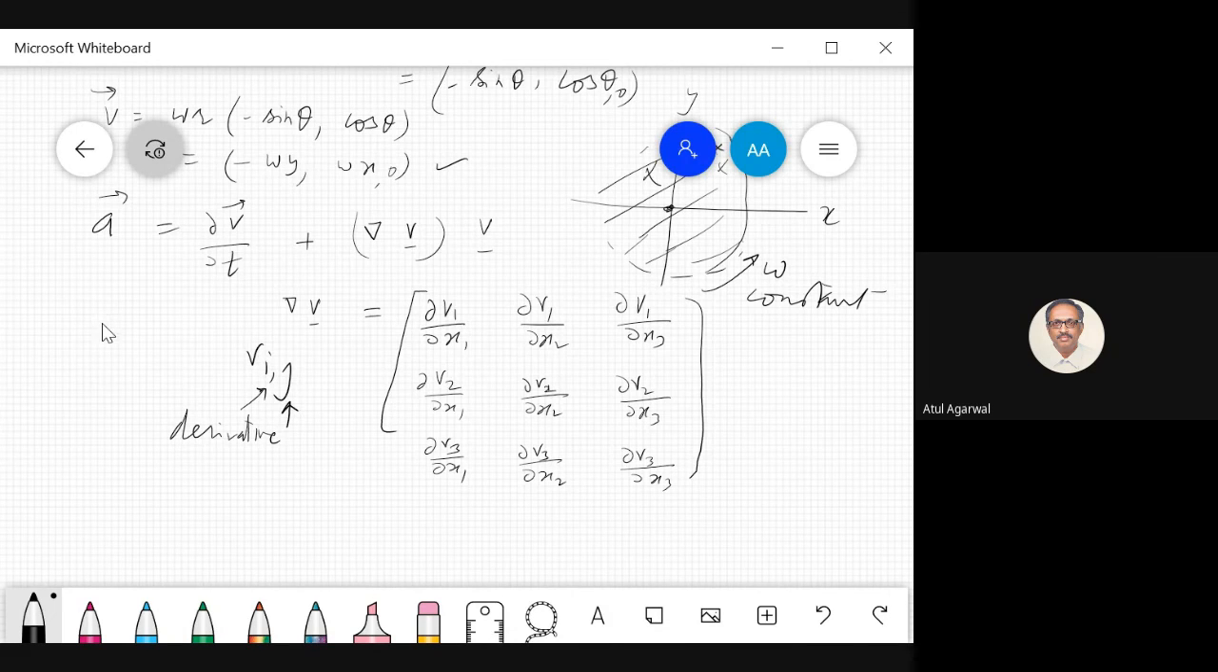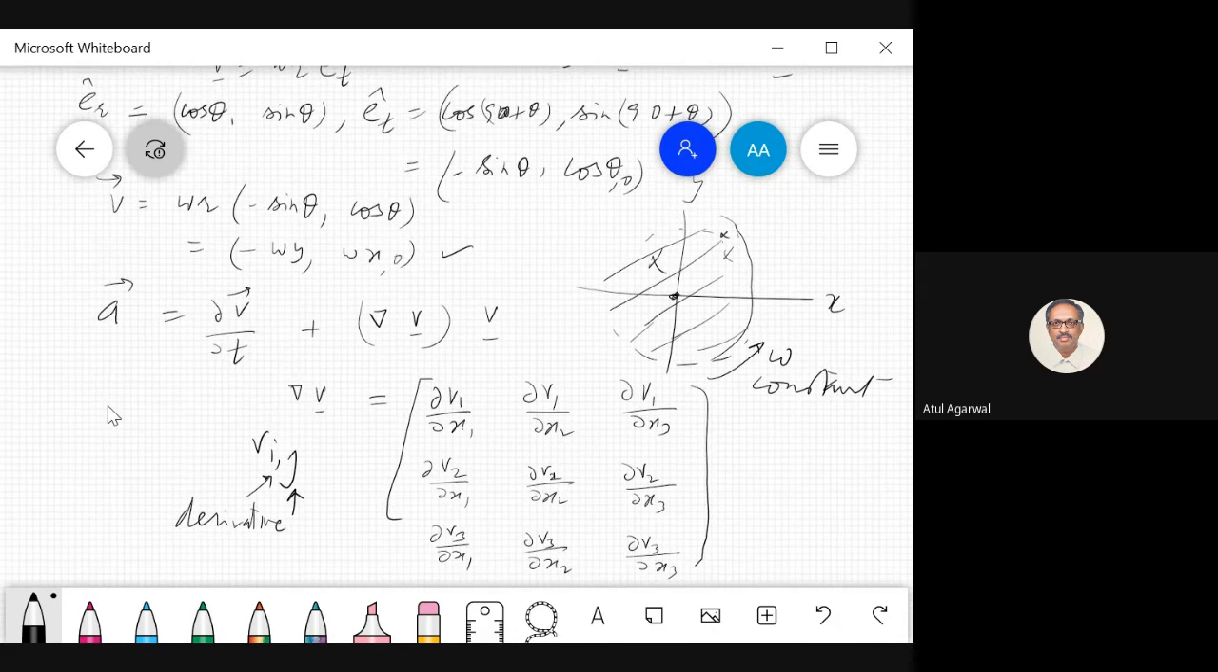If you look at this description of the velocity, your v1 is minus omega y. So what is del v1 by del x1? 0. Del v1 by del x2 is minus omega. This is 0. Now this is your second component of velocity v2. Its derivative with x is omega. Derivative with y is 0. And this third component is anyway 0.